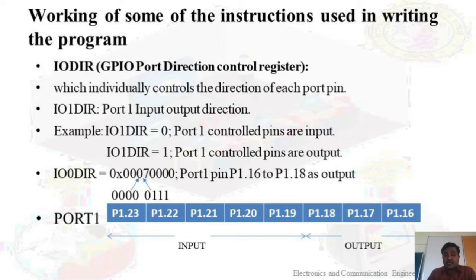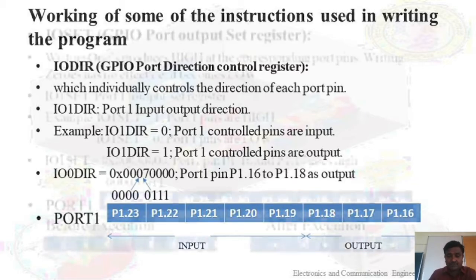IO1DIR equal to 0x00070000 makes port 1 pins P1.16 to P1.18 output pins. That is, 7 can be written in binary as 0111, and the other digits are written as four zeros each. The figure below shows port 1 P1.23 to P1.16. Here P1.16 to P1.18, three pins, are given the value 1. That means all three pins work as output. The remaining pin values are 0, so we consider them input.